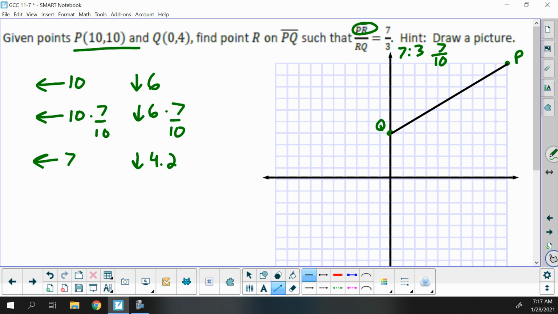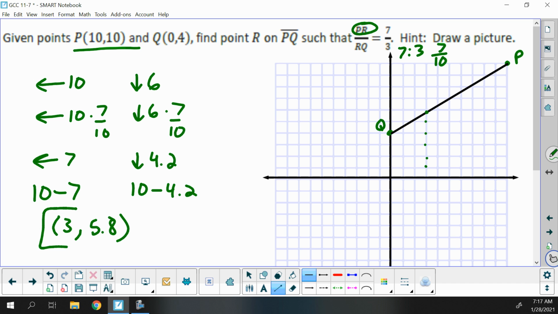So remember, we are starting at P, so our X value is 10. If we go left, that means we're subtracting. So 10 minus 7 will give us 3. The Y value also happened to be 10. We're going down, so that's the negative direction, so we're subtracting. 10 minus 4 is 6, minus another 0.2 will give us 5.8. So let's check and see if 3, 5.8 is roughly on there. Here's 3, 1, 2, 3, 4, 5, and 5.8 seems pretty reasonable with that location.